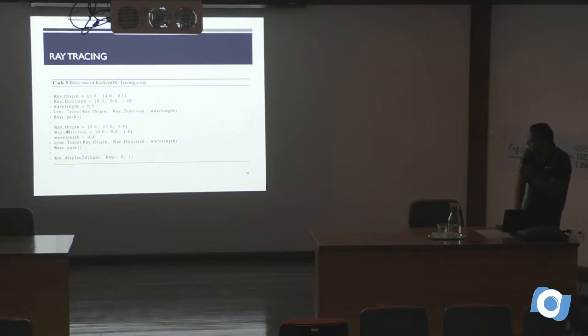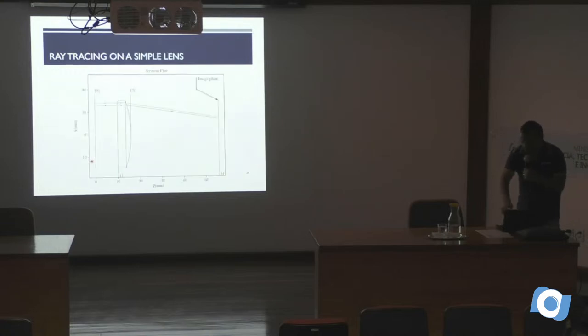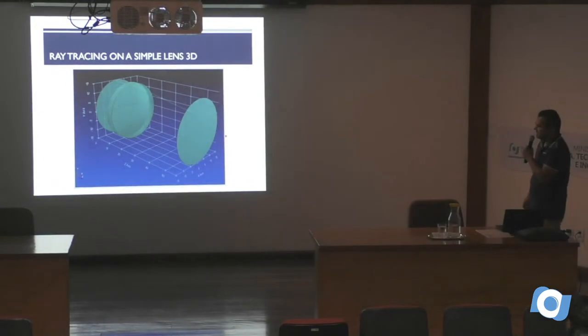Then we will have another ray of another wavelength. This is 500 nanometers, this is 400 nanometers. And we will trace them over the lens that we built before. Then we can see it, okay? We have the origin coordinates, they will intersect, and then after the calculations that I discussed, they will change angle. This is the visualization in 3D.